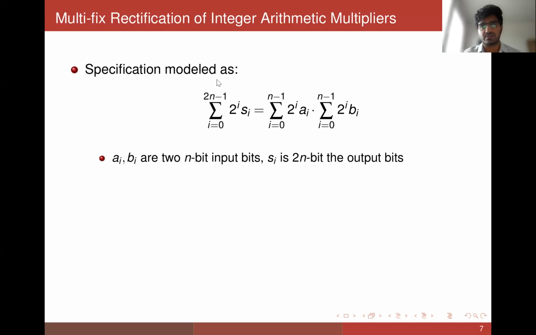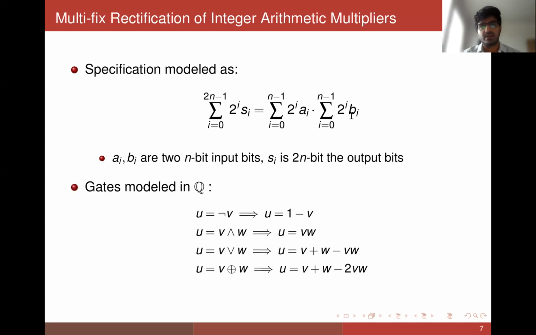Let's say we are given a specification of an integer multiplier circuit. Here SI is a 2n-bit output and AI and BI are n-bit inputs. Given a circuit and this specification, for the gate level circuit, we model the gates as polynomials as shown in this relation. For example, an XOR gate, V XOR W, is represented as V plus W minus 2VW.